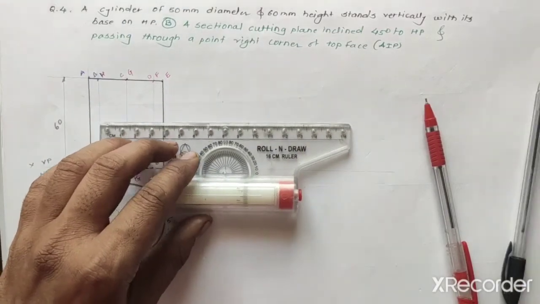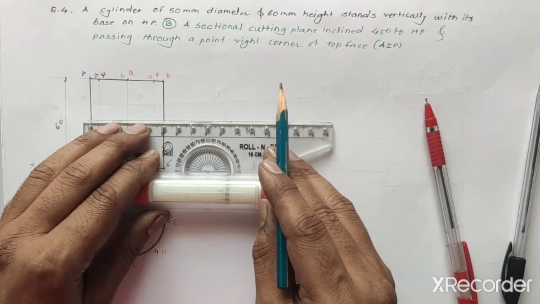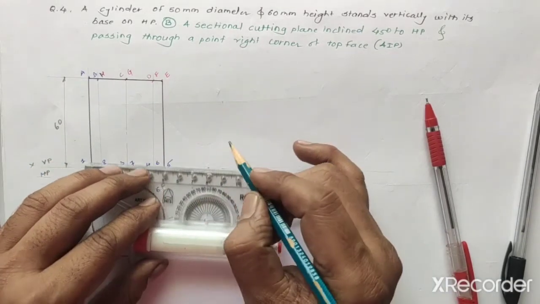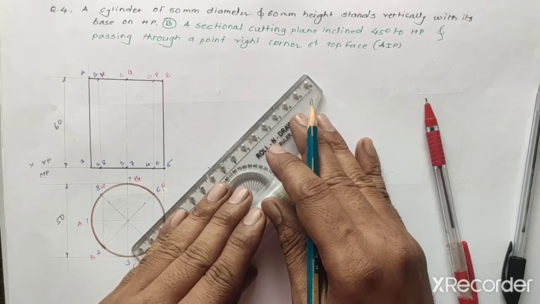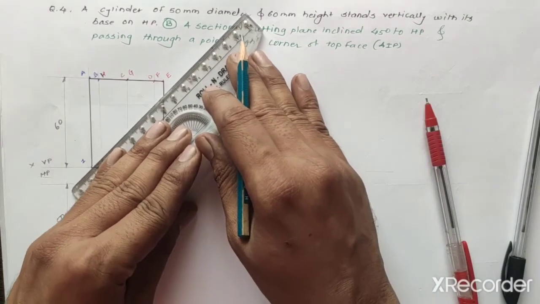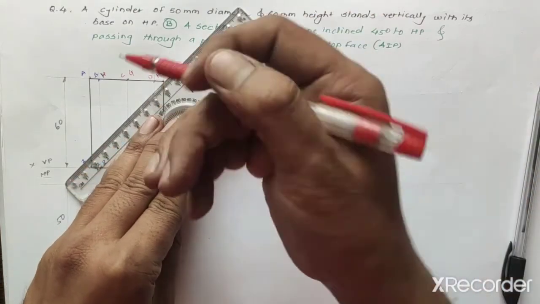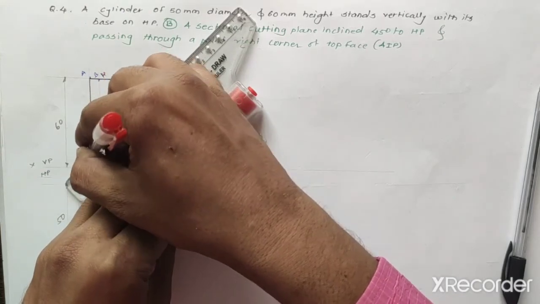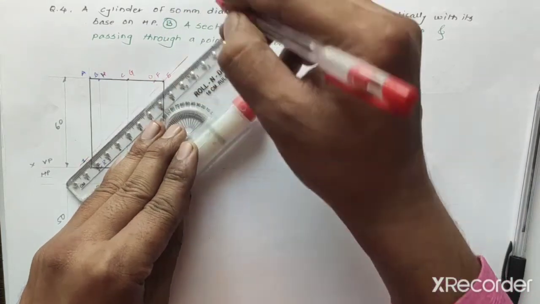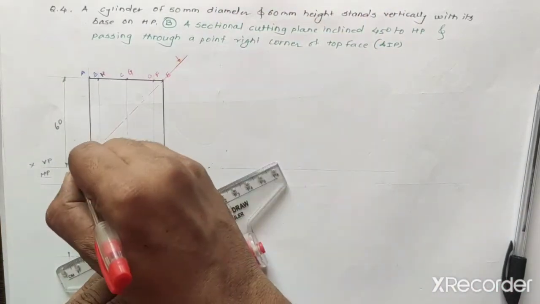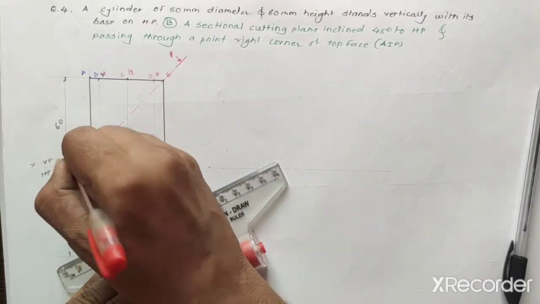So first draw the 45 degree line. Mark the point and take 45 degrees. Use the roller, and this is the cutting plane. Draw it as a thin chain line at the middle, called the PQ cutting plane.